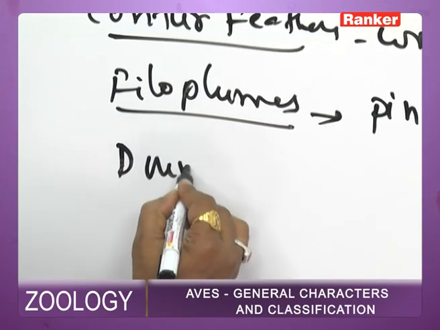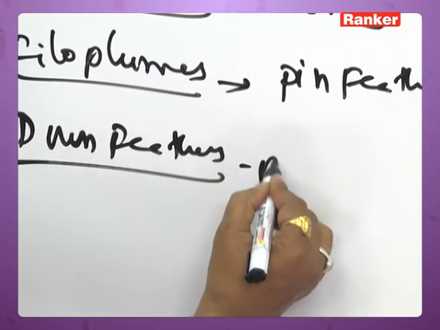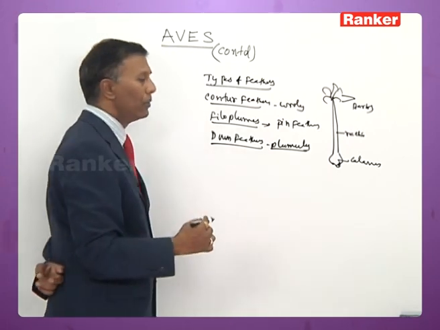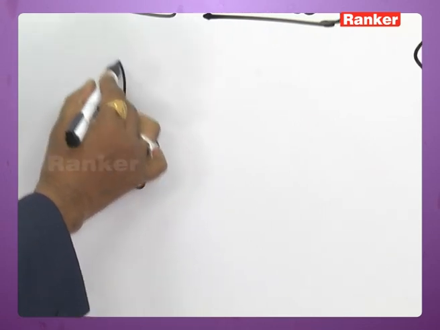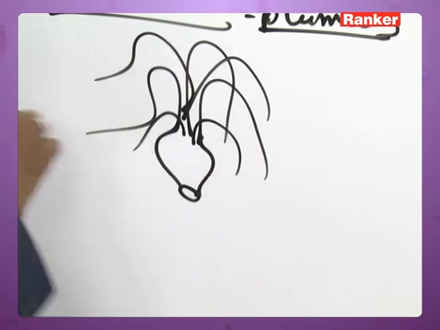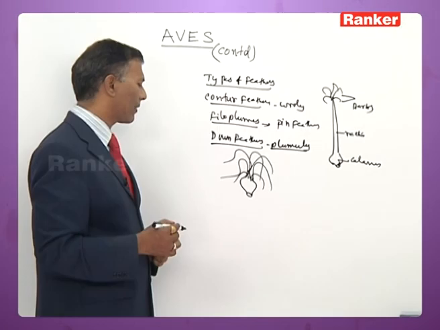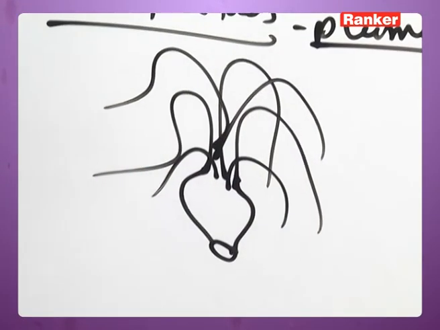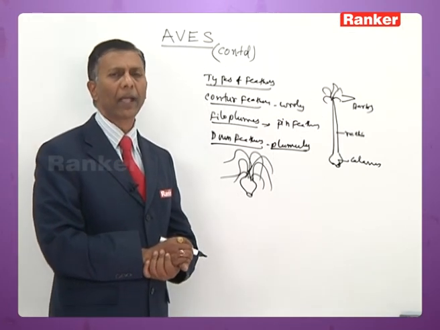Then next we have down feathers. Down feathers are also called plumules. The down feather has a short calamus, with an inferior umbilicus. All the barbs are given off from the calamus directly. Rachis is entirely absent here. And down feathers do not have an interlocking mechanism.